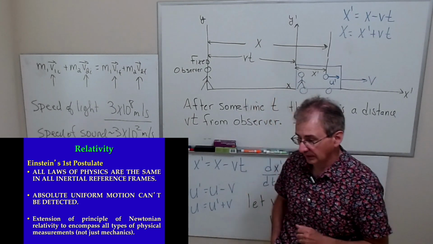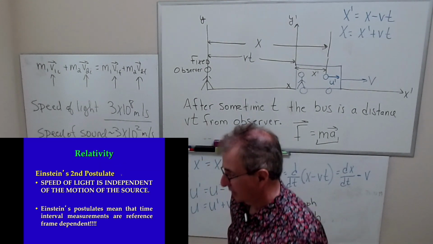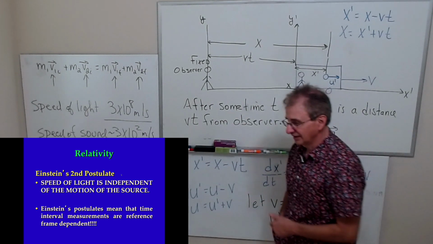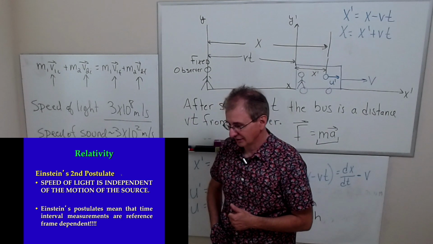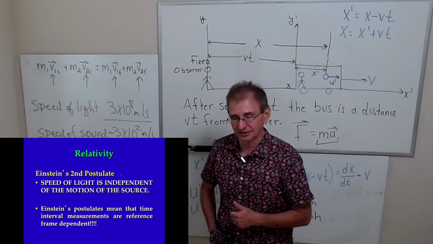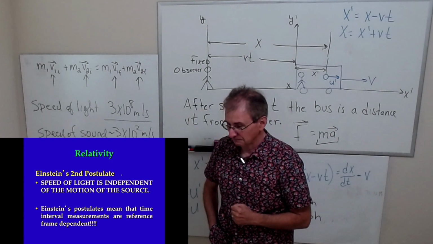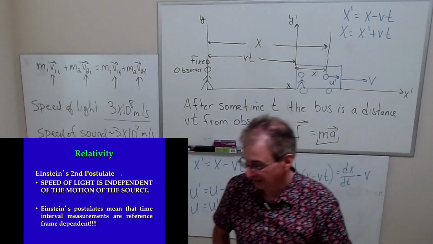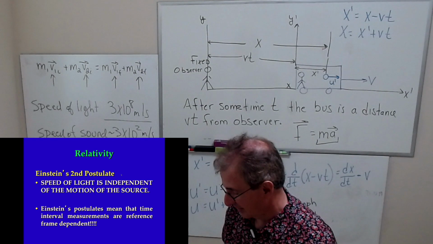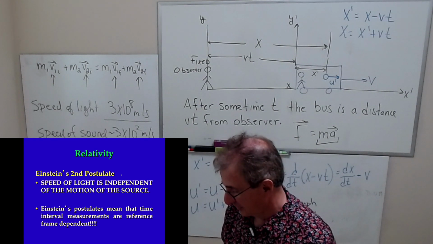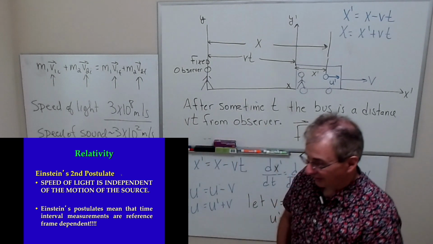His second postulate: the speed of light is independent of the motion of the source. What does that mean? Can anybody tell me what that means? Regardless of whether or not you give light an initial velocity greater than 0, it's always going to travel at c.